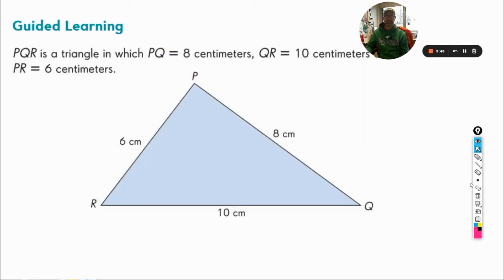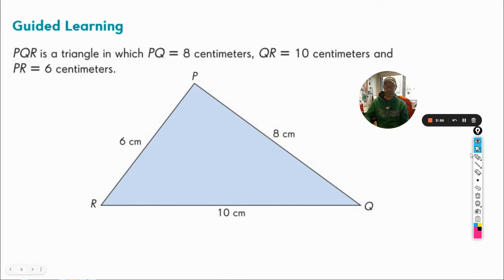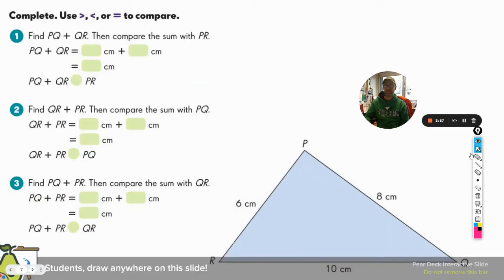PQR is a triangle in which PQ is 8, QR is 10, PR is 6. Cool triangle, bro. Find PQ plus QR, then compare the sum with PR. Pause me and do this, and then I'll fill this in in 5 seconds. Okay, pause me.